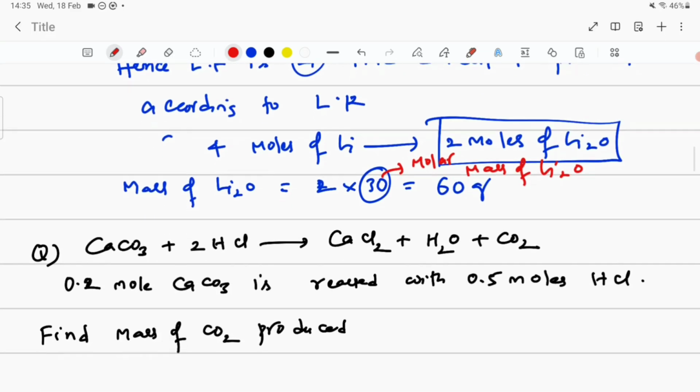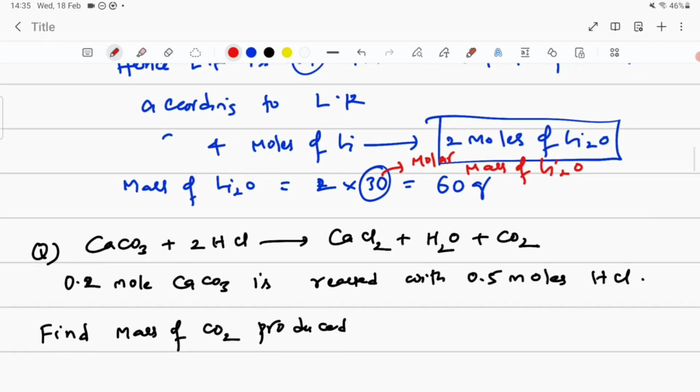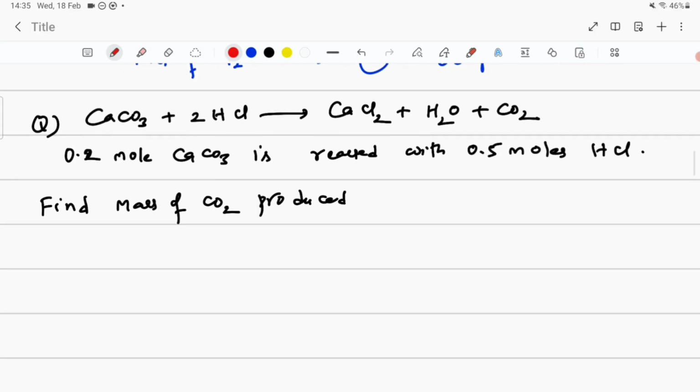Next question. CaCO3 plus 2HCl giving CaCl2 plus H2O plus CO2. 0.2 mole CaCO3 is reacted with 0.5 moles HCl. Find the mass of CO2 produced. See the question. 0.2 moles of CaCO3 is reacted. Simple question.